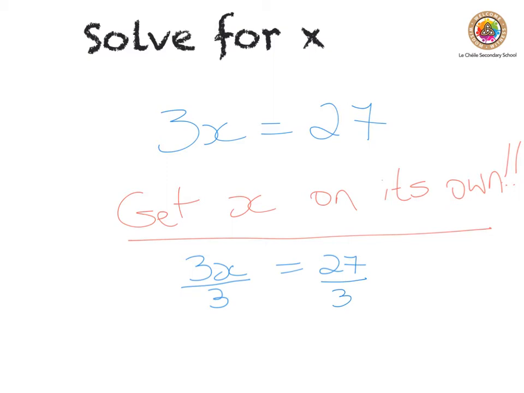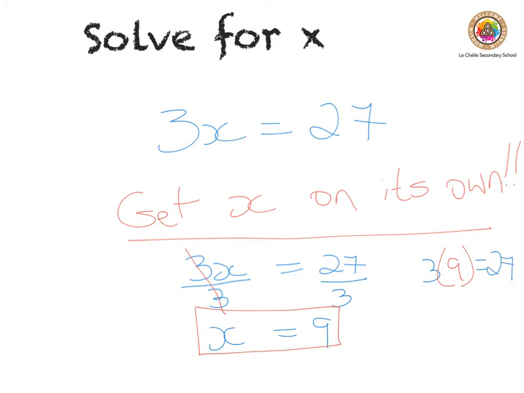So here, 3 divided by 3 is 1, so I'm left with 1x, or x. And here 27 divided by 3 is 9. And that's my answer. It's as simple as that. Basically what it means is, if I have 3 and I put 9 in instead of x, what am I going to get? Well, I know that 3 9s are 27. Okay, so let's have a look at another couple of examples.